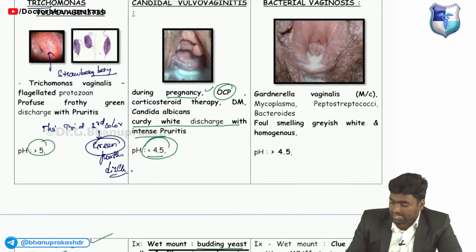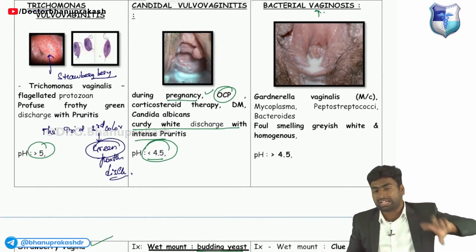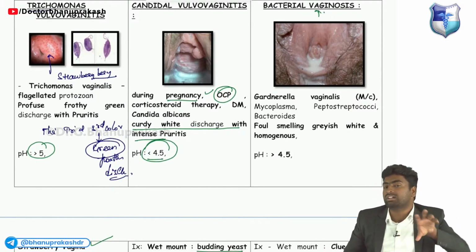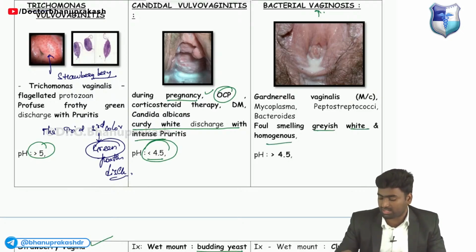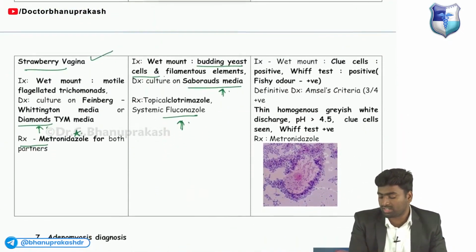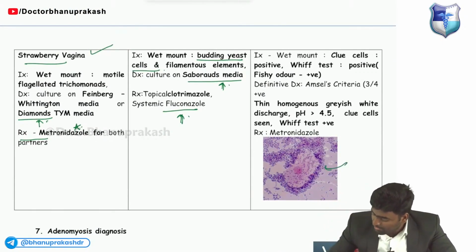Fine. Next, if you see bacterial vaginosis, the discharge is dirty white. Remember, it is bacterial vaginosis. It will have a dirty white discharge, which will be foul smelling in nature. And if you examine this dirty white discharge, you will be able to see this type of cells, epithelial cells with a lot of bacilli.